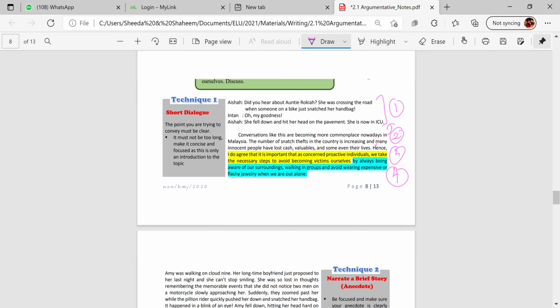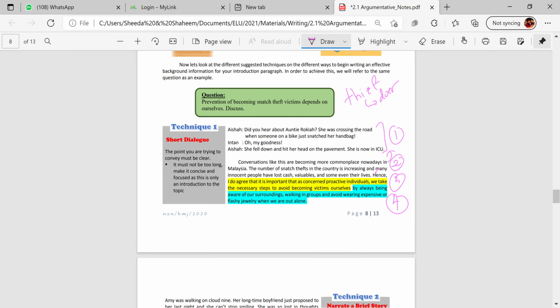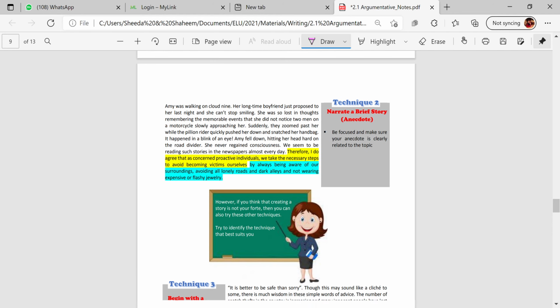So that is technique 1. Do you think you are able to use technique 1? Again, it depends on you, because each and every one of us is different. Now, next, technique 2.